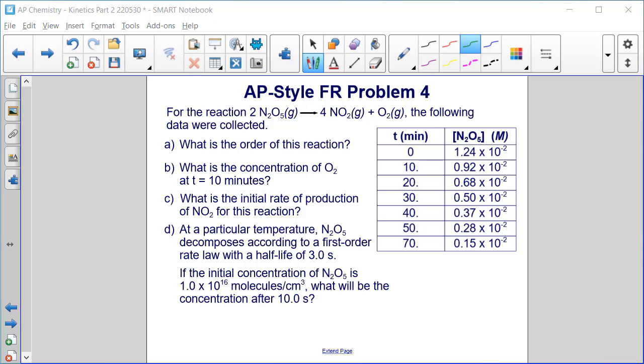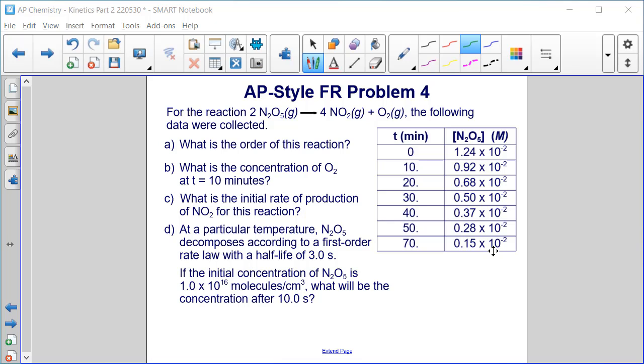AP Style Free Response Problem 4. For the reaction 2N2O5 gas produces 4NO2 gas plus O2 gas, the following data were collected. So we have time in minutes and concentration of N2O5 in molarity as time increases. A, what is the order of this reaction?